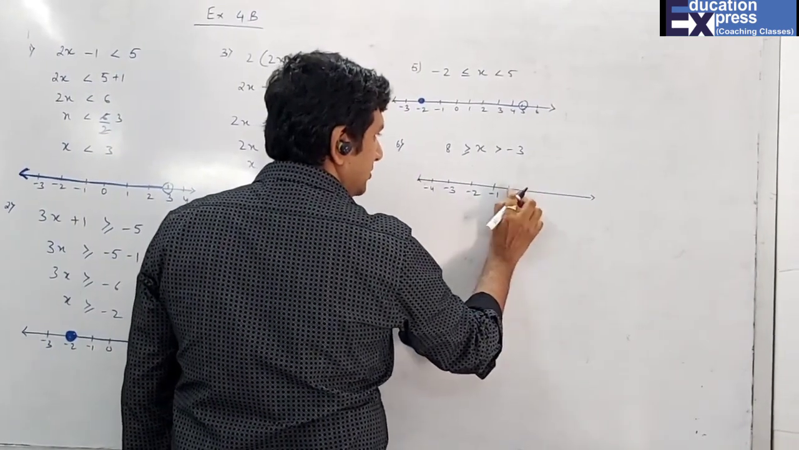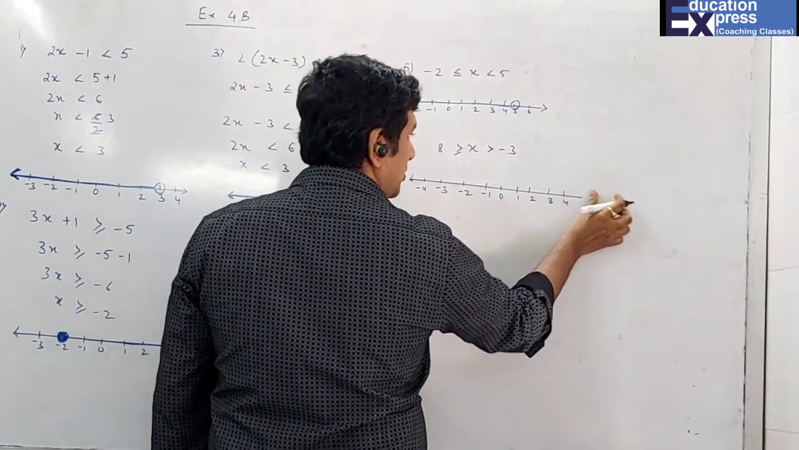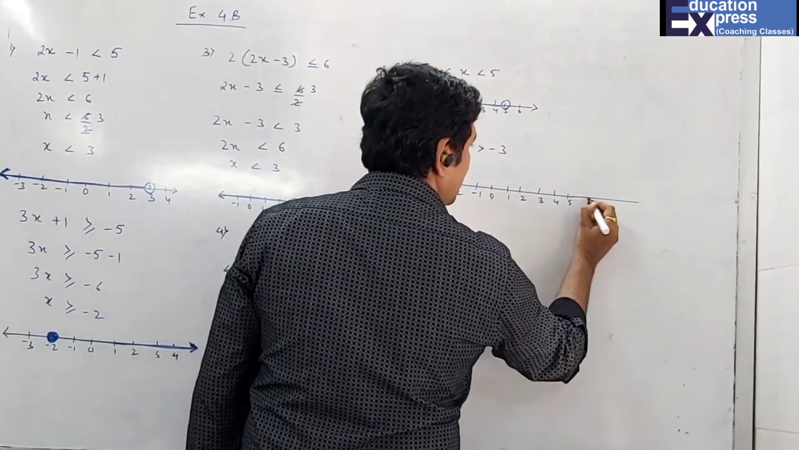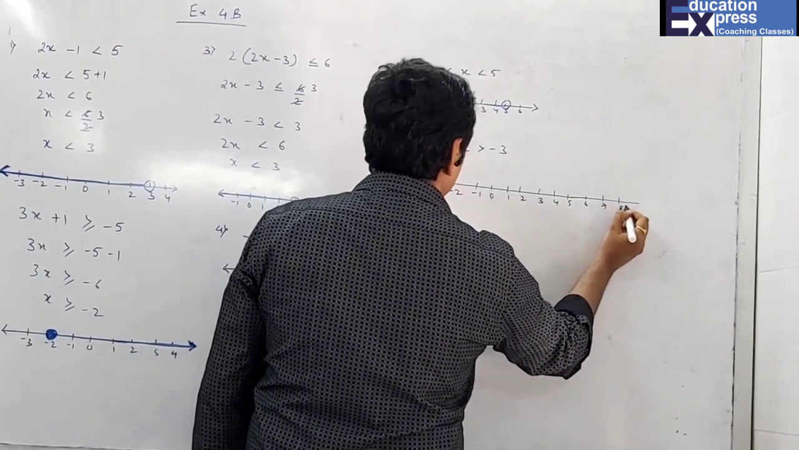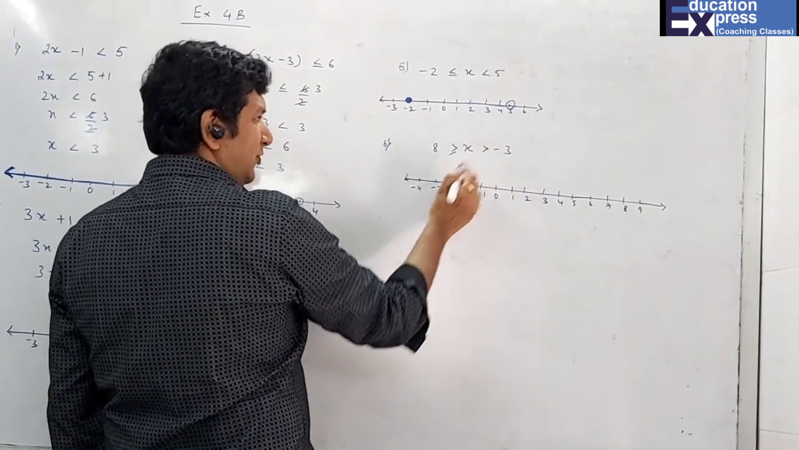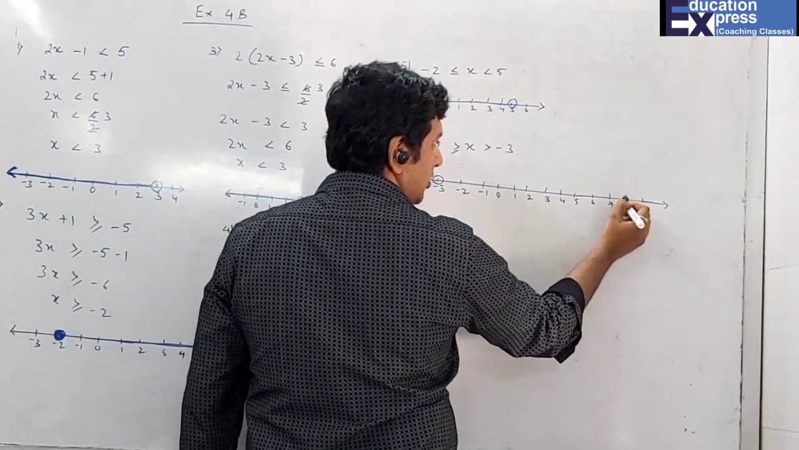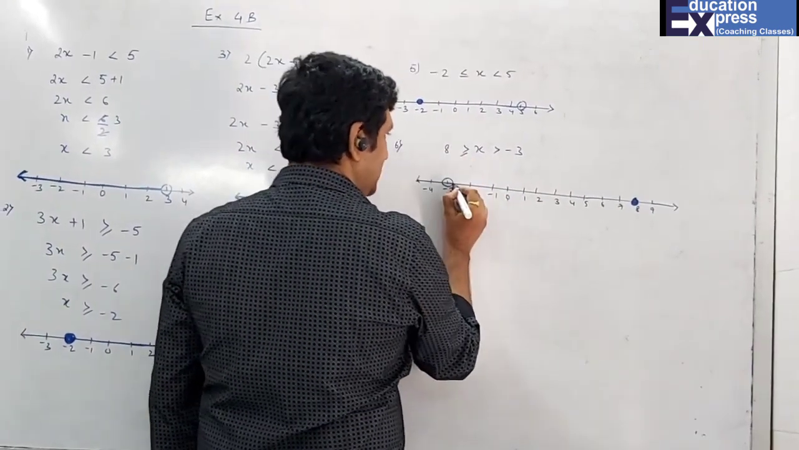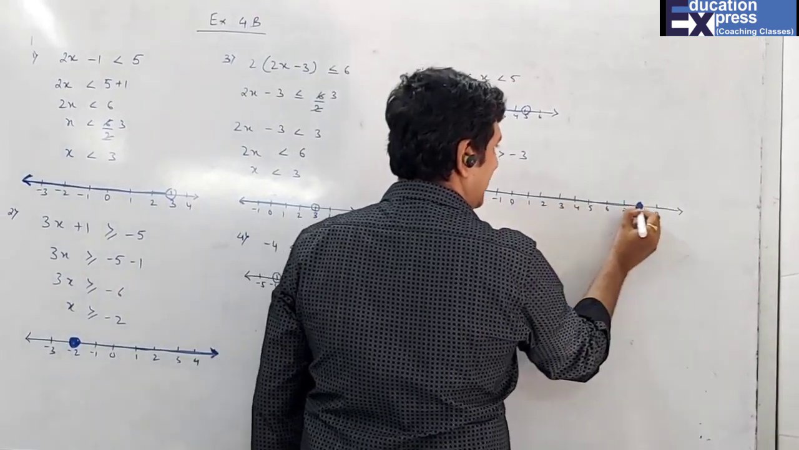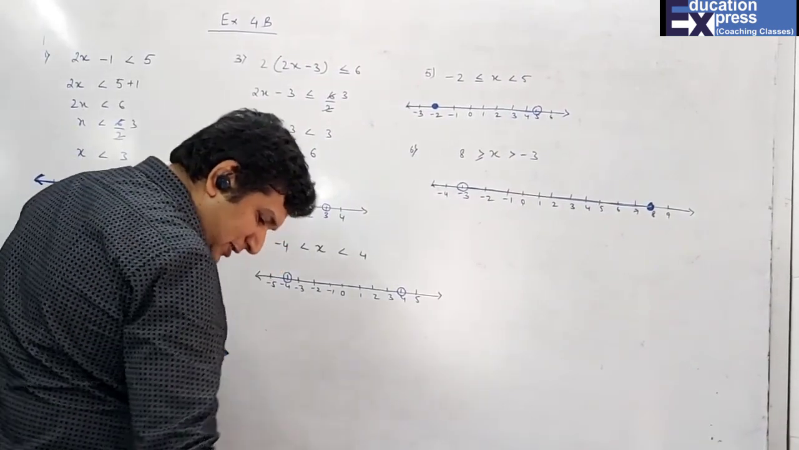So 1, 2, 3, 4, 5, 6, 7, 8 and 9. Starting from minus 3, which is hollow, and ending at 8, which is solid, because that's the equal to sign. And in between you just have to draw a line. That's all. So all was the same. That was the last sum for part 6.